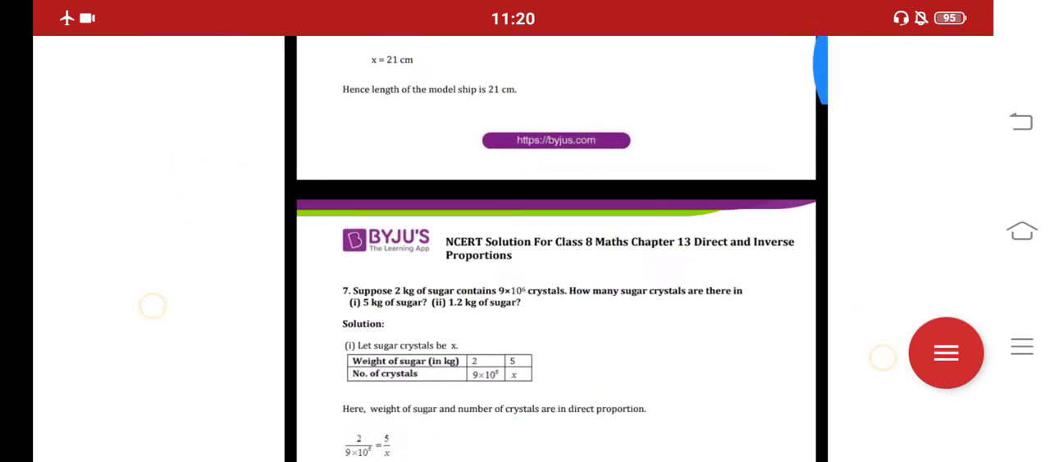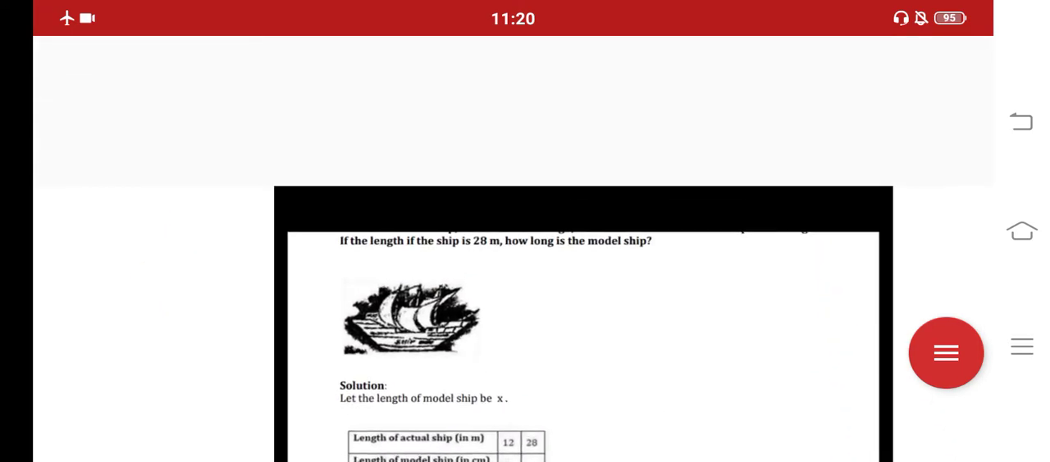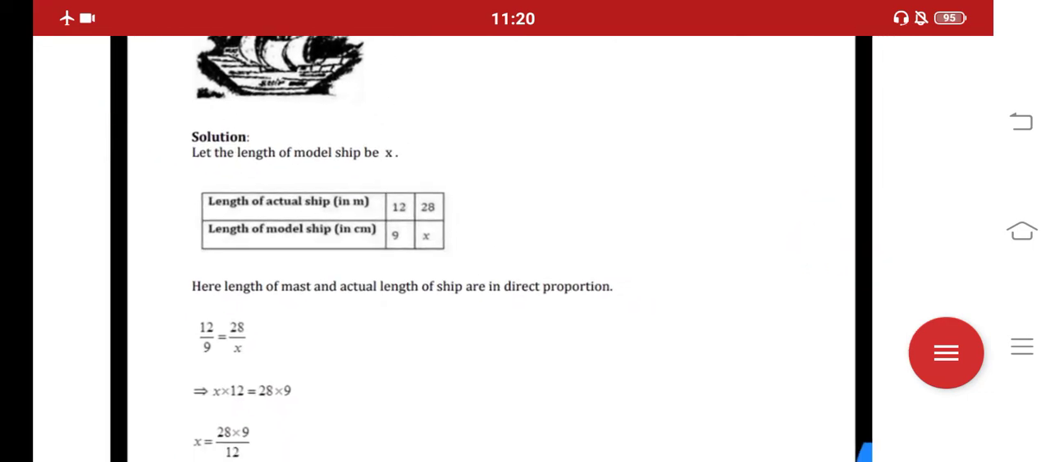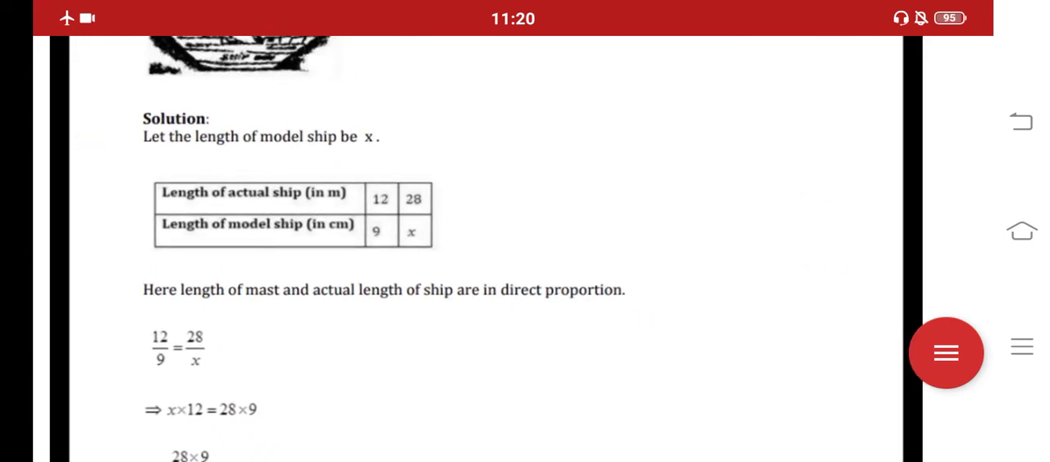Okay, this is our question number 6. Here the length of the actual ship is given and the length of the model ship is given. So what we have to do: the length of the actual ship is given this one and this one, and the length of the model ship is given this one and this one.